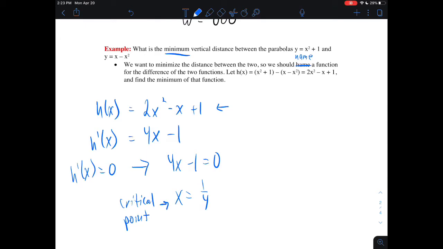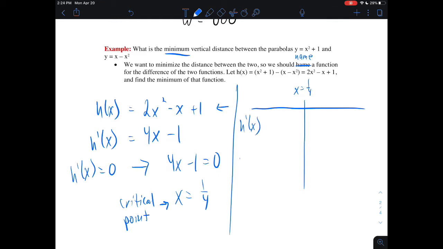To give a little bit more explanation of how I know that this is going to be a minimum, let's just use what we saw in earlier sections, a little chart. I'm just splitting up the number line with x equal to 1/4. And I just want to look at what's happening to my derivative, which then goes back to saying something about my original function. I can use some test points, x equals 0, x equals 1.